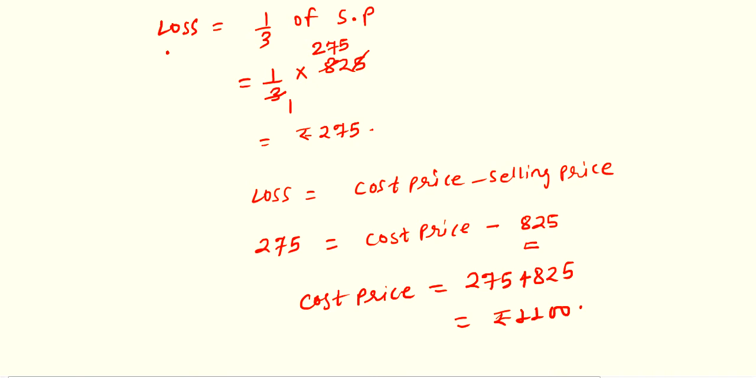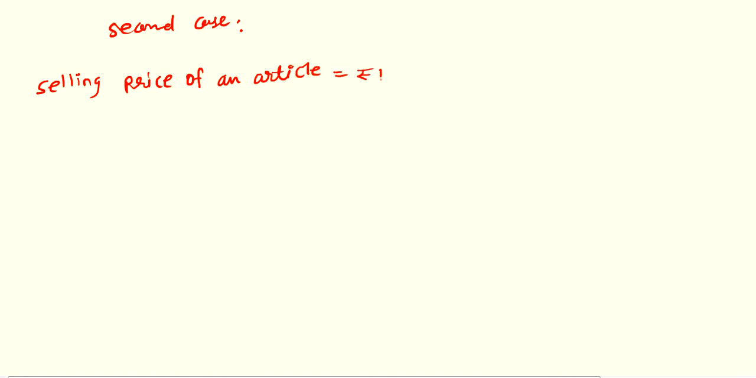Now in the second condition, it is given that we must find the profit percent or the loss percent made if the same article is sold for rupees 1265. So for the second case, you have to write the selling price of the article equals 1265. Then we have to calculate the profit percent or the loss percent.